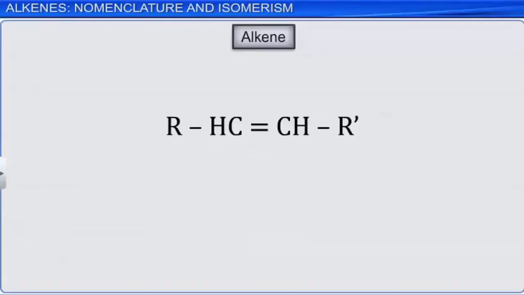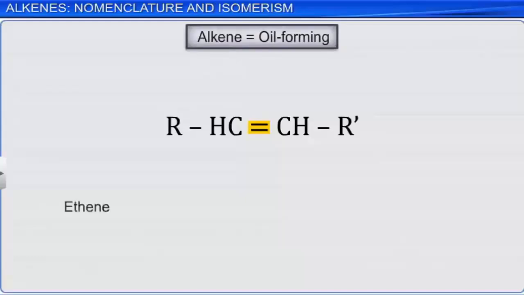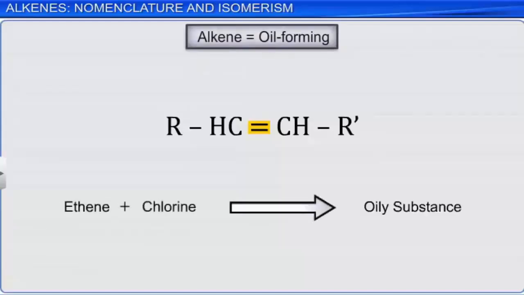an unsaturated hydrocarbon with a double bond in between the carbon atoms is called an alkene. Alkenes are also called olefins, which means oil forming, as its first member, ethene, on reacting with chlorine, forms an oily substance.